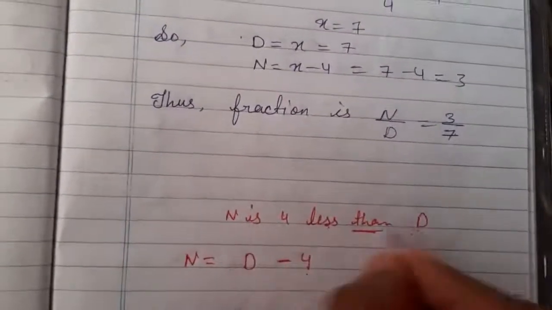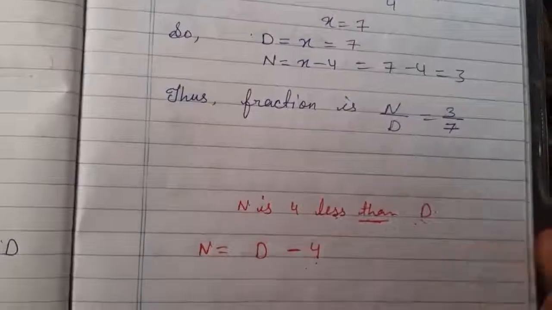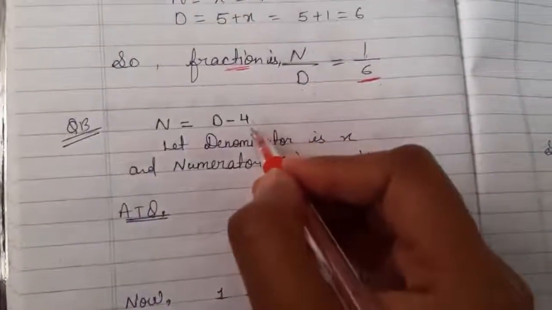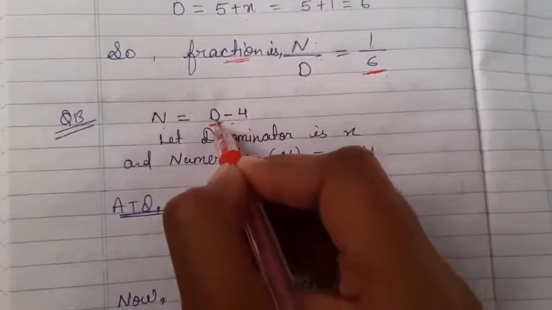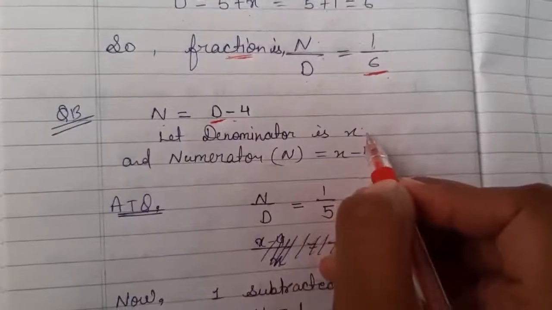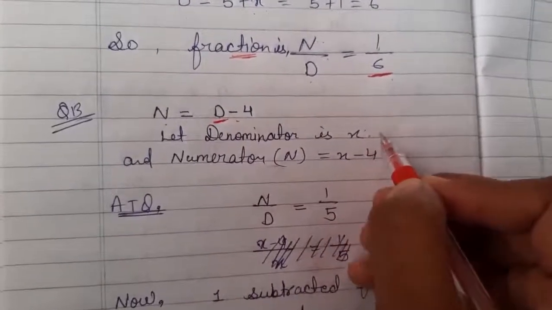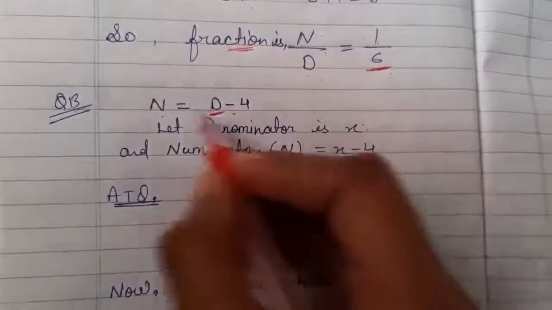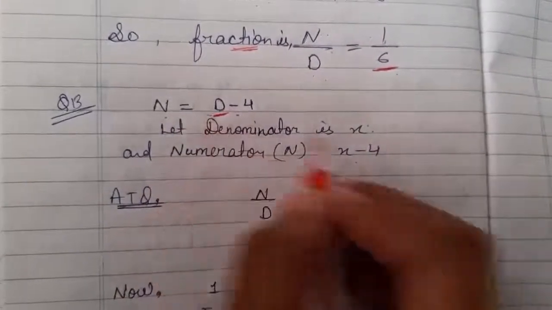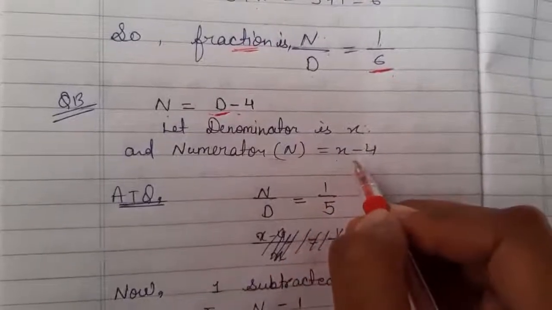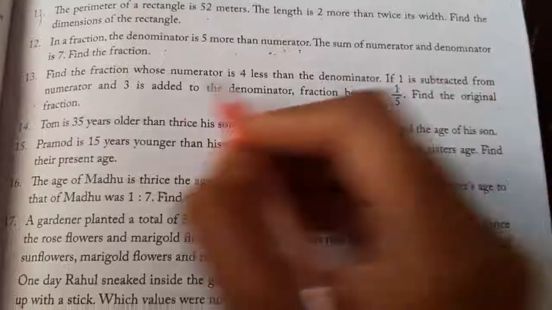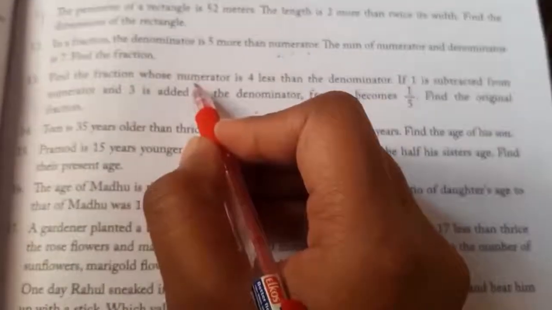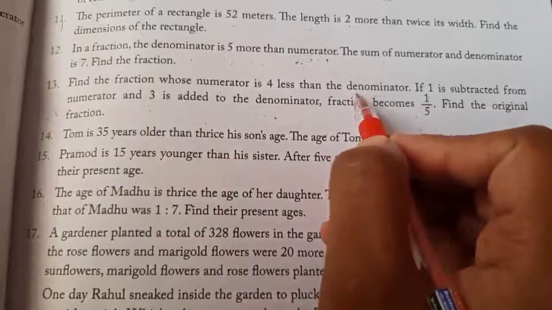Understood now? How can I write this statement as an equation? After writing, you get n is equal to d minus 4. It means n depends on d. N is depending on d. So you have to take d as x. First, take the denominator as x. After taking the denominator as x, put the value of your denominator in the variable in the numerator, and you will get x minus 4. Got it? Now what is given according to the conditions? We got our numerator and denominator in variables.